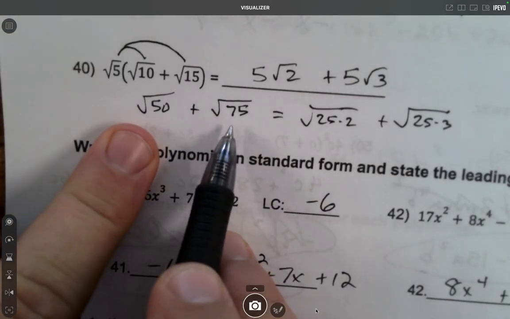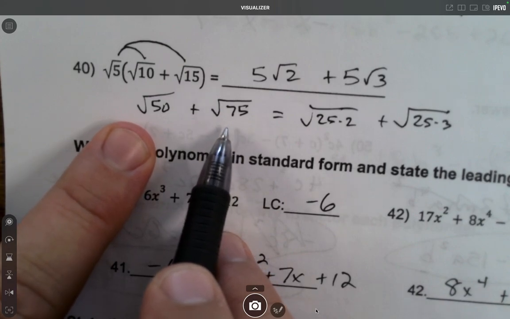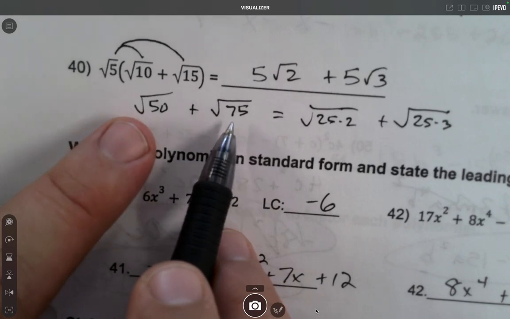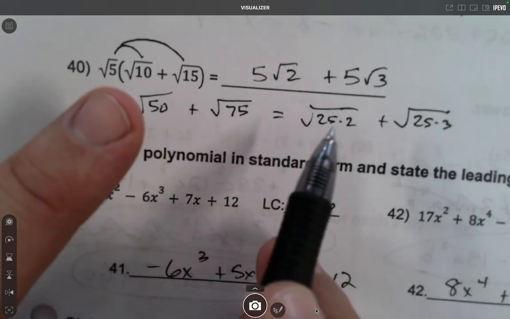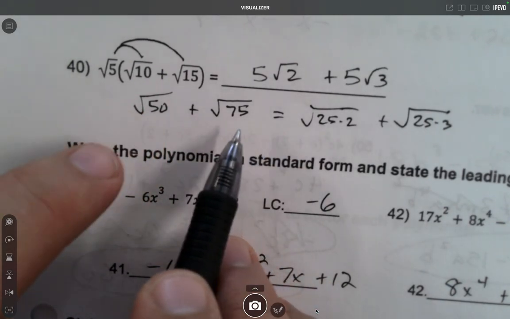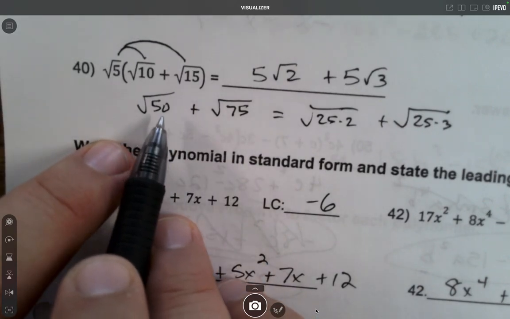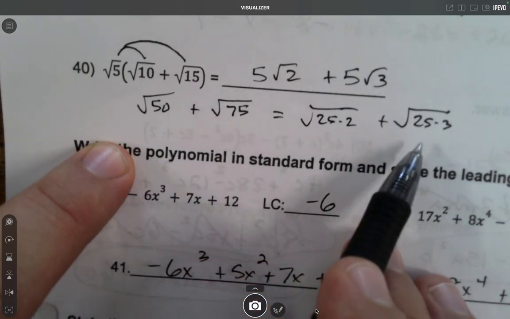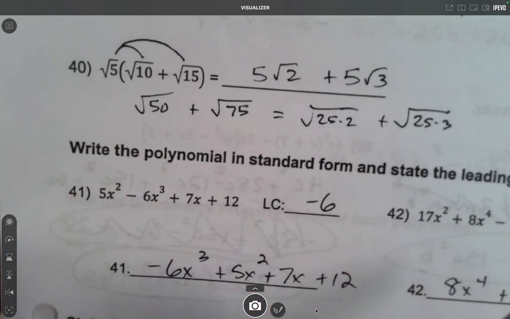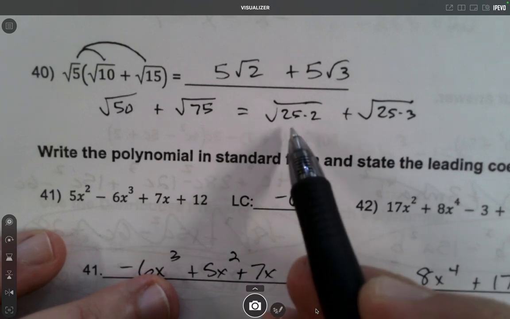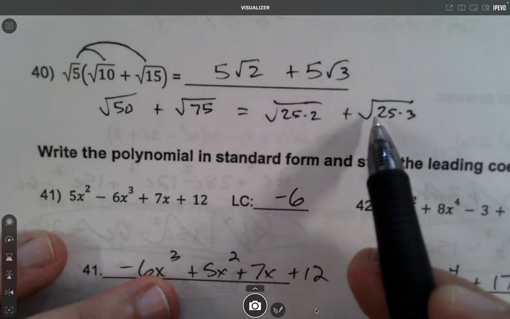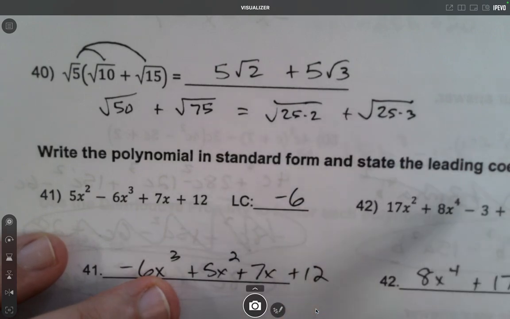So we want to reduce these by thinking what number can go into these that we can take the square root of. Well, it turns out to be 25 for both of them. It doesn't have to turn out to be the same one, it just does in this particular problem. So I change 50 to 25 times 2. I change 75 to 25 times 3. Square root of 25 is 5, and we leave the 2 inside. Square root of 25 is 5, and we leave the 3 inside.